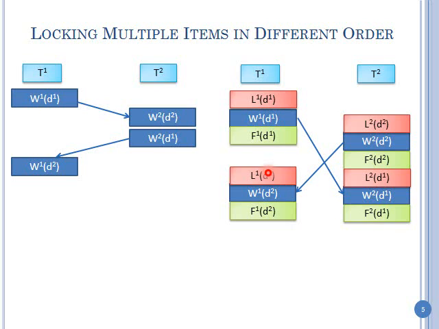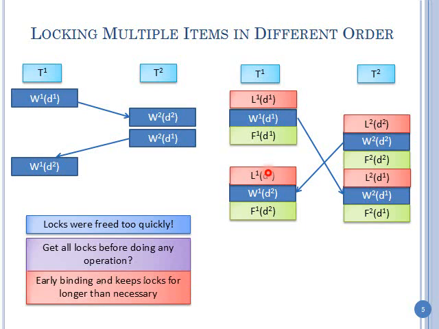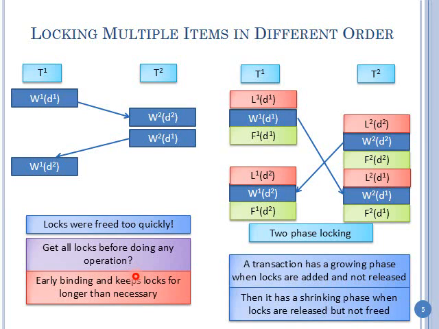So this is what happened, which is bad. Locks are freed too quickly. Get all locks before doing any operation. Early binding keeps locks for longer than necessary. Two-phase locking has the same problem as releasing all locks at the end of the transaction. A transaction has a growing phase when locks are added and not released. Then it has a shrinking phase when locks are released and not acquired.